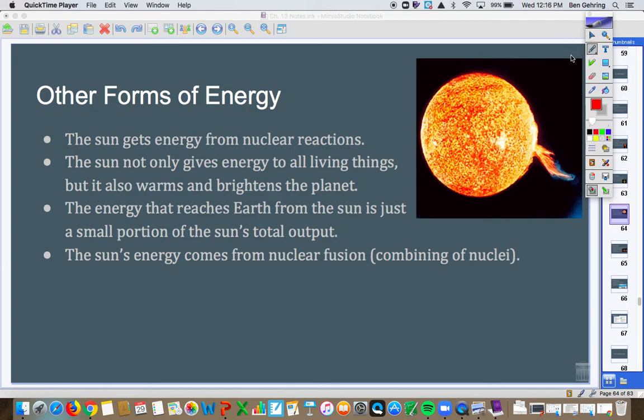So where does the sun get its energy from? The sun gets its energy from nuclear reactions. Nuclear fusion is taking place in which you have two hydrogen atoms being slammed together to form helium. Along with giving energy to all living things, it also warms and brightens our planet. That takes energy as well. The energy that reaches the Earth from the sun is just a small portion of the sun's total solar output. Again, that comes from nuclear fusion, and then we see and use it in a couple different ways.